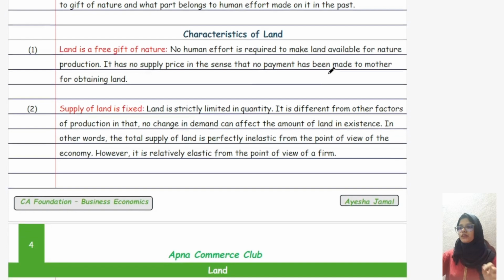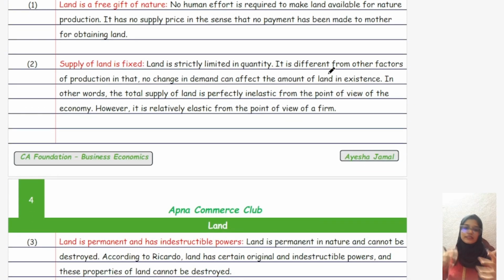Okay. So now we're seeing about characteristics of land. What are they? First, land is a free gift of nature, obviously, right? No one has paid money to God, like, please give me this much land. So land is a free gift of nature. Supply of land is fixed. Can you increase or decrease the size of the earth? No. The size of the earth is fixed.